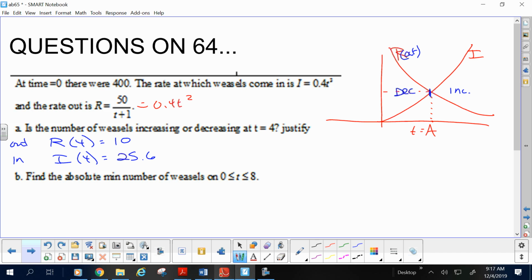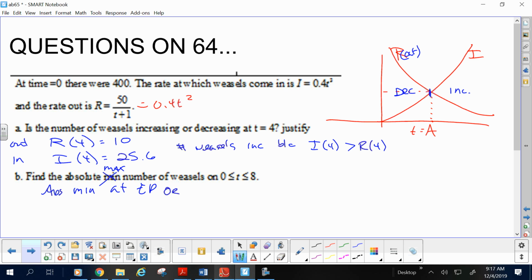Increasing. The number of weasels is increasing because I at 4 is greater than R at 4. And you have the evidence to back it up. All right. Last but not least, absolute min and max number of weasels. You have max. Thank you.